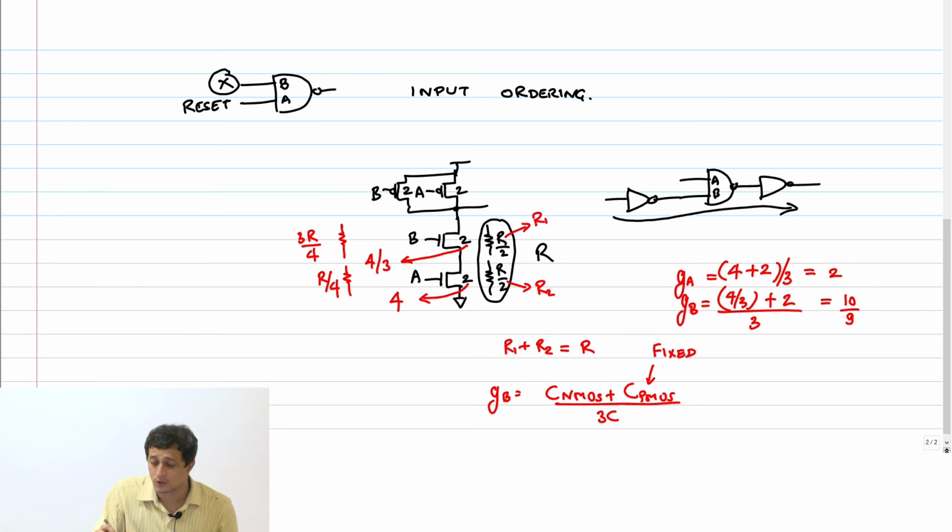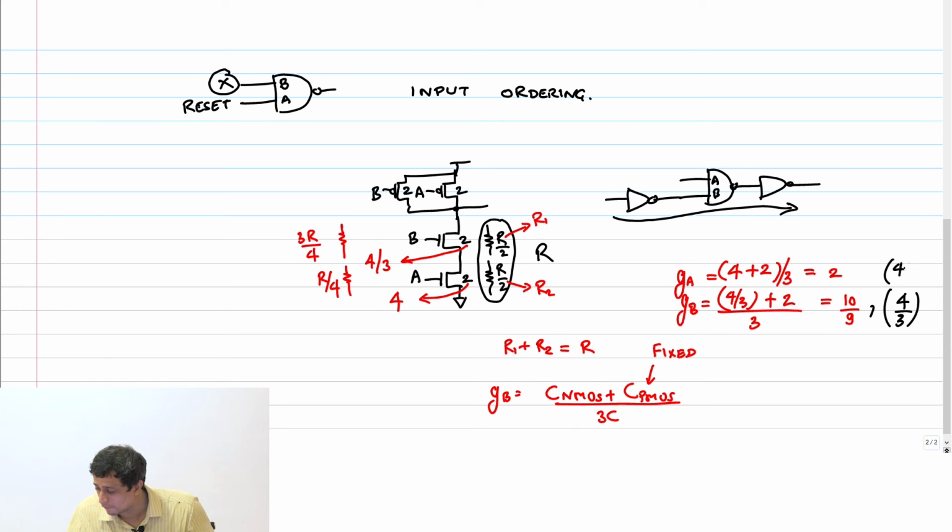What was the original logical effort that we had for these two? I'll put it in bracket. 4 by 3 and 4 by 3. So what has happened? 2 is greater than this, right? However, this is less than this. So this is called an asymmetric gate, because the two inputs are not symmetric any longer. They have different sizes and therefore different logical efforts.